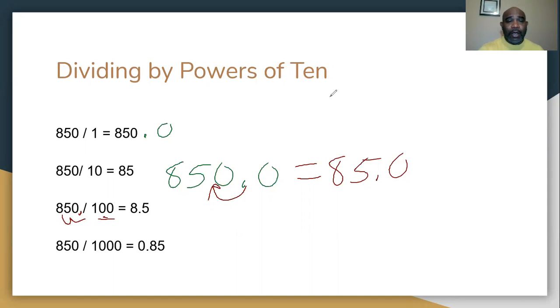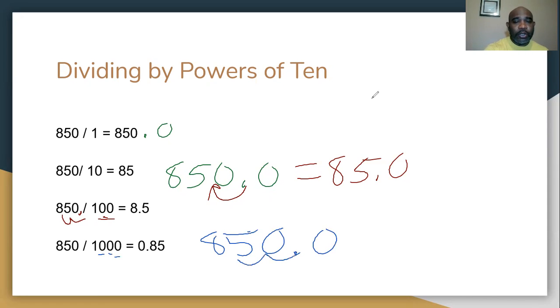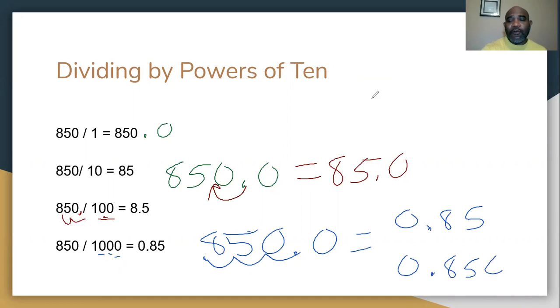I think you're seeing the pattern. In the bottom, we have 1, 2, 3 zeros. So we take 850. We stick a decimal here, 850.0, and we move it 1, 2, 3 places to give us 0.85. Or now you may write it as 0.850. So here's the point. 0.85 is the same as 0.850 for most applications. Now, when you take physics and chemistry, we start talking about significant figures that might matter, but for most of our purposes, these numbers are the same.